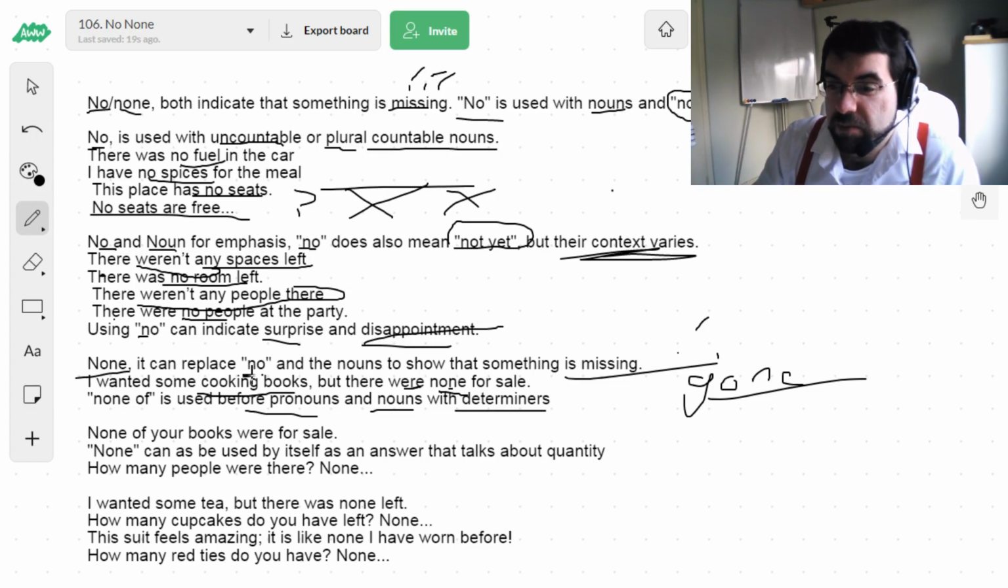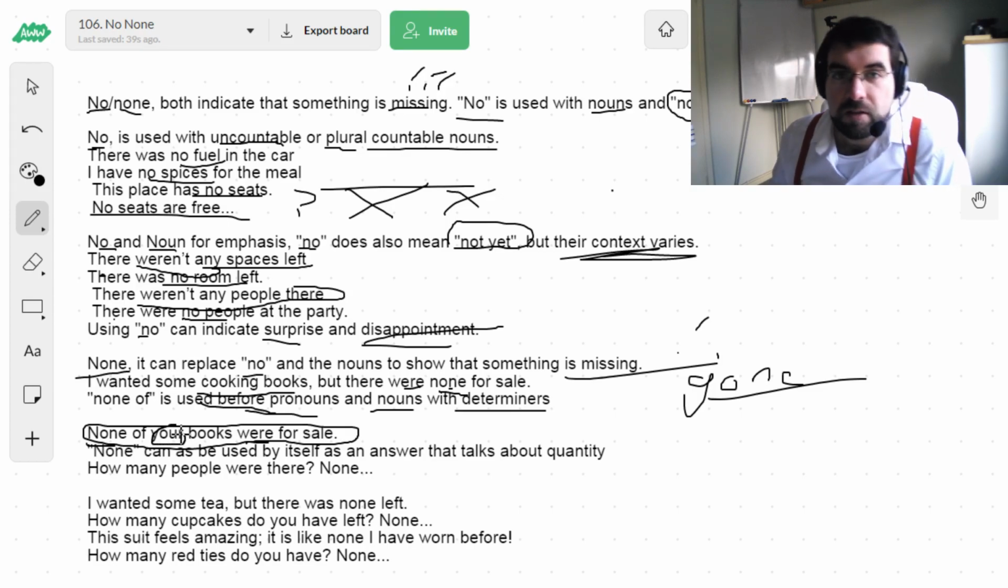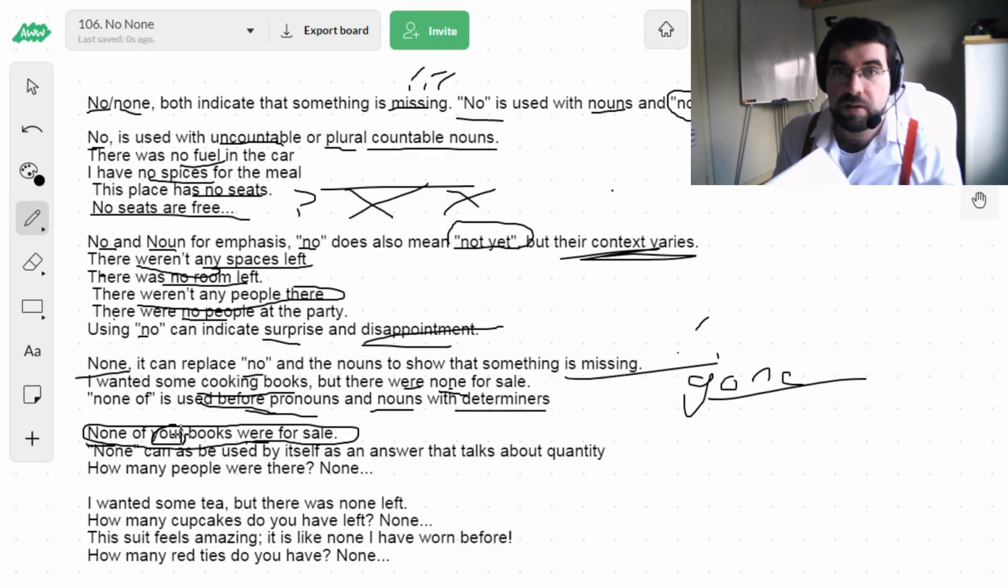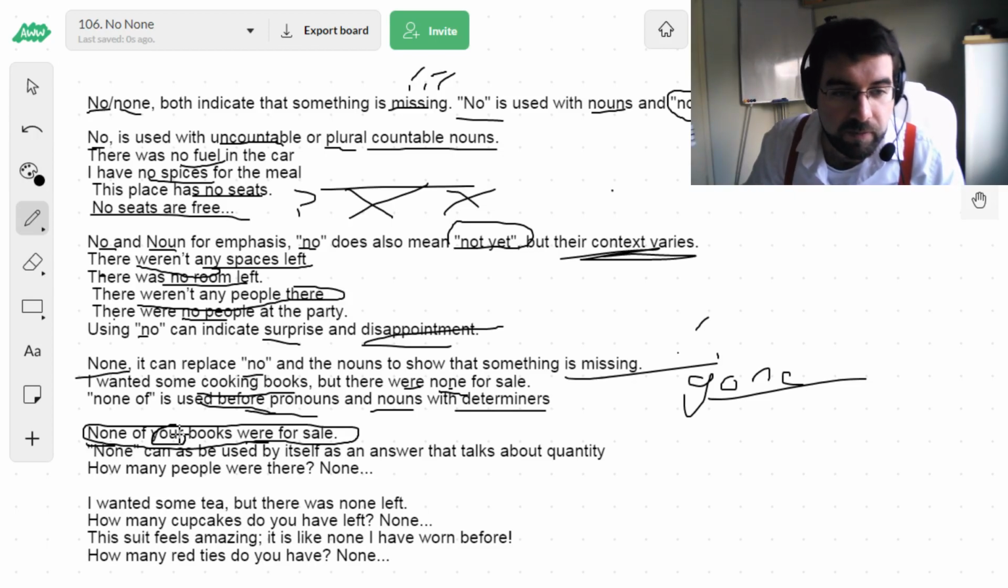I wanted to go to sleep, but none of the beds were that comfortable, so I didn't go to sleep. It's overrated anyway. Don't need it. None of your books were for sale. So look, none goes before the pronoun, your books. None of your books were for sale. None of them were for sale. I couldn't find them.